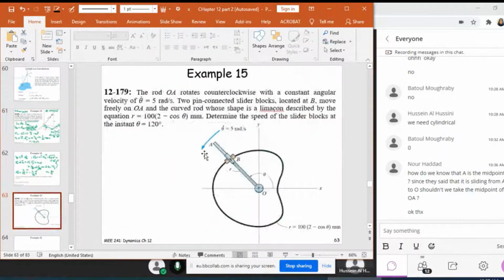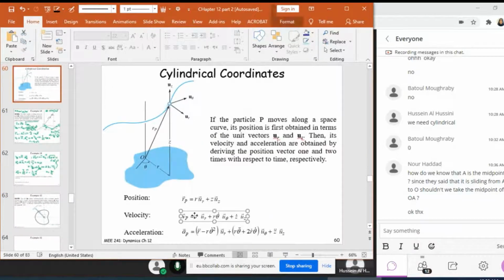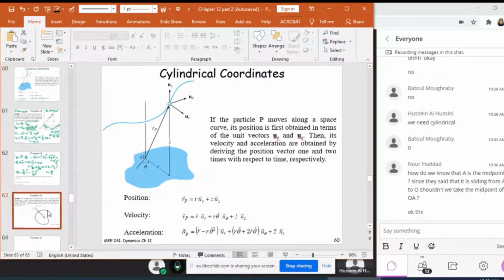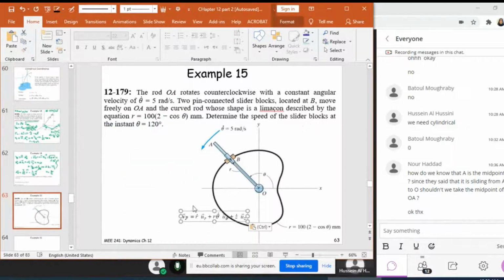Right, so let's move to example 50. Guys, the rod OA rotates. It's very easy. This example is very easy, and you can directly solve it from the equations that you have in cylindrical coordinates, that are these equations. So you can directly solve it using this equation, or you can also use the derivation from its beginning.